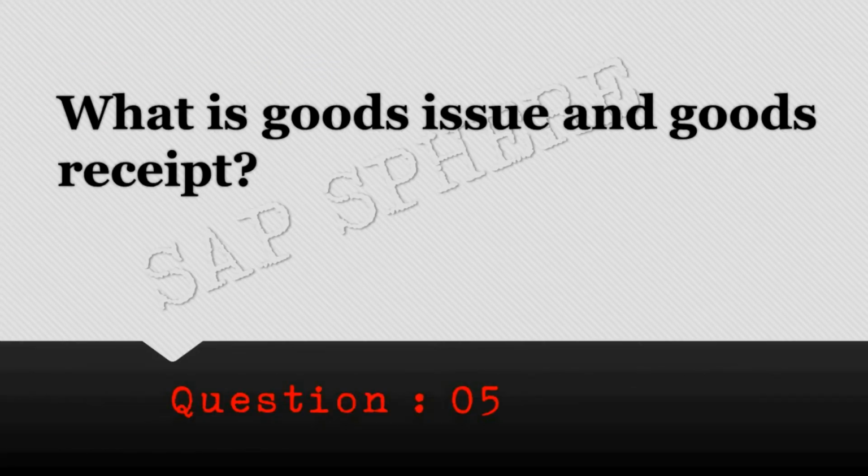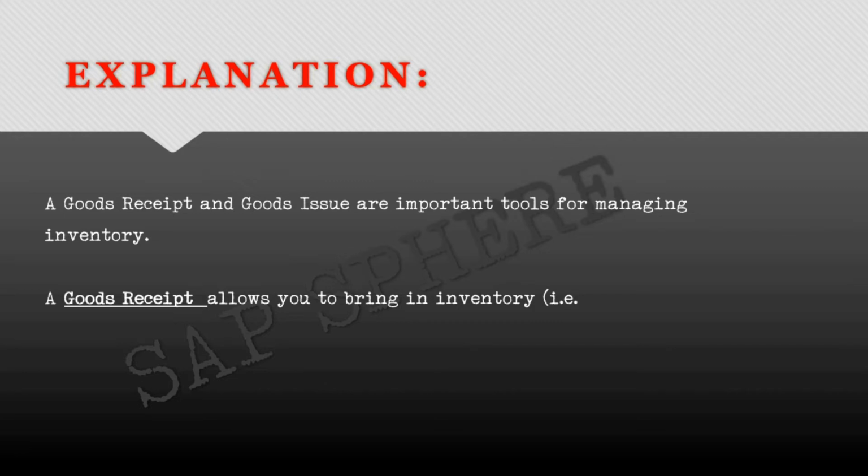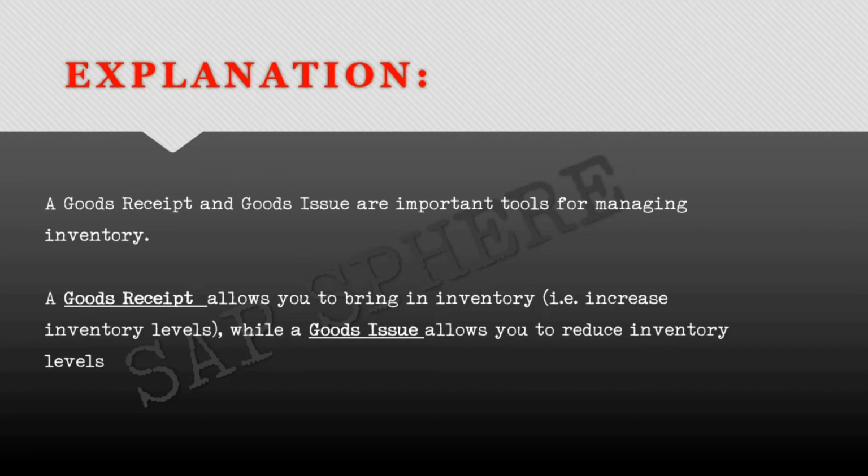What is goods issue and goods receipt? A goods receipt and goods issue are important tools for managing inventory. A goods receipt allows you to bring in inventory, that is, increase inventory levels, while a goods issue allows you to reduce inventory levels when a good needs to be removed.